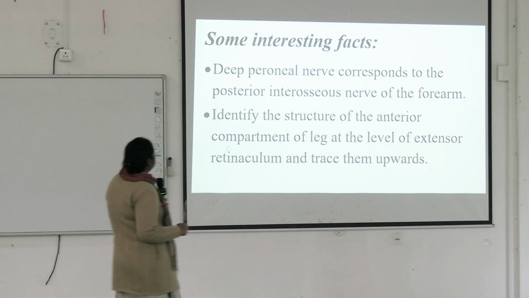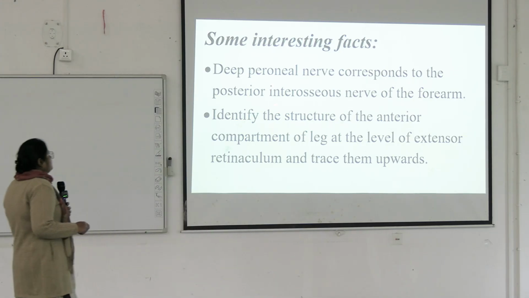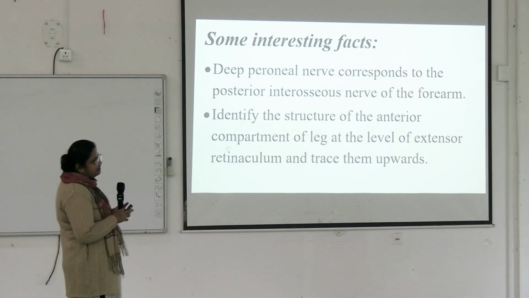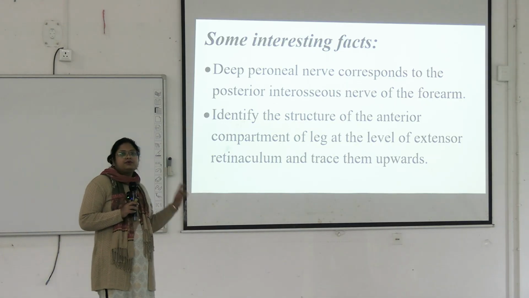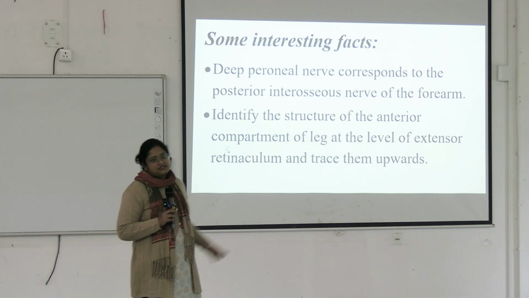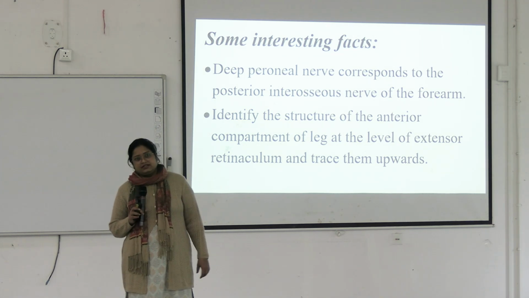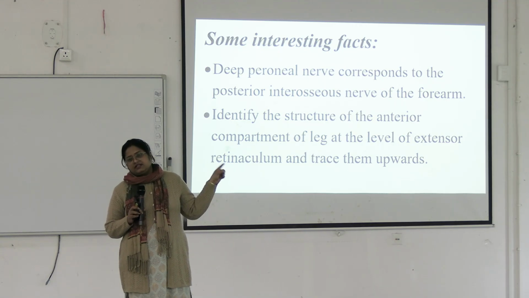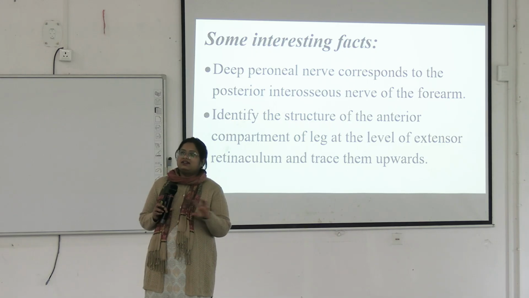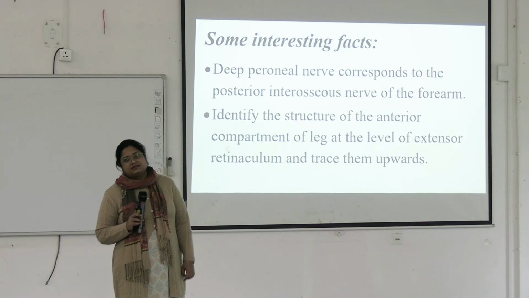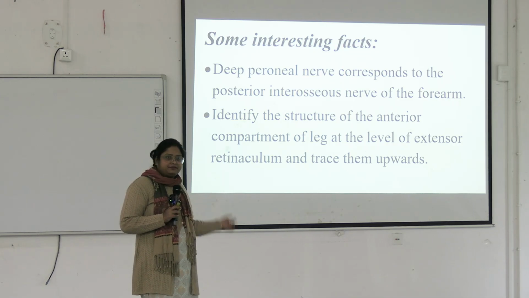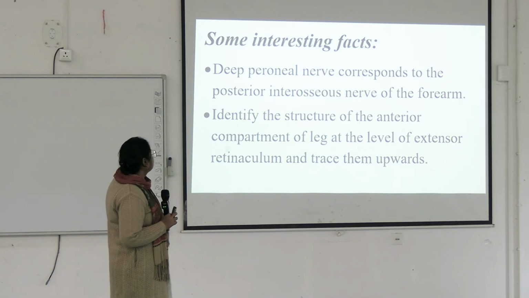And these are some facts. Deep peroneal nerve corresponds to the posterior interosseous nerve of the forearm. Posterior interosseous nerve of forearm also has a pseudoganglion. Okay, these are important for your viva. Which nerves are having the pseudoganglion? Posterior interosseous nerve is also having one pseudoganglion. This is another, the lateral terminal branch of deep peroneal nerve. This is also having pseudoganglion.